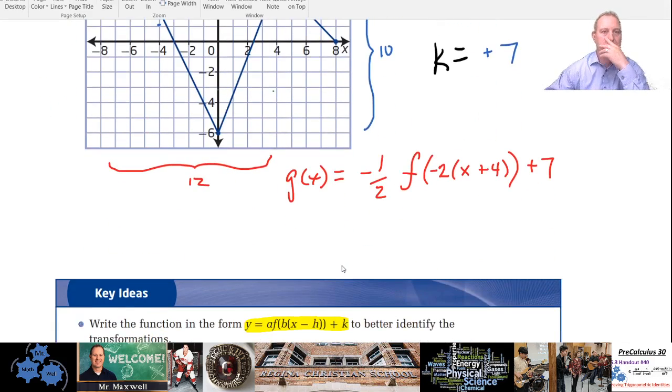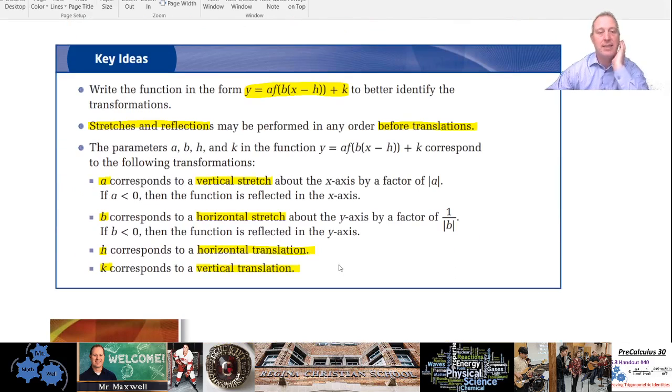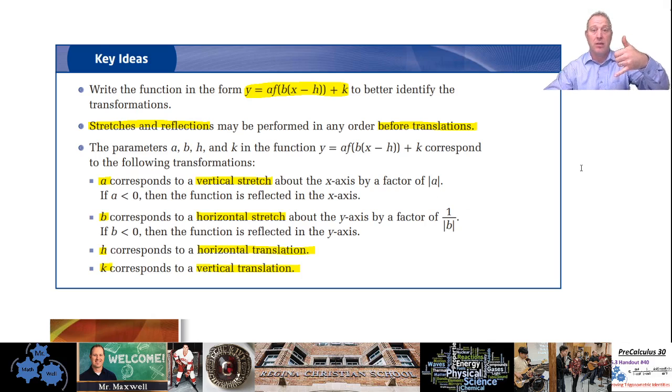All right, moving on here, the key ideas for 1.3, again, very, very important. A is a vertical stretch. If A is negative, then it flips vertically. B is a horizontal stretch, and by a factor of 1 over B. Don't let these absolute values fool you. All that means is that if it's negative, the negative is more a part of the flip than it is the stretch. The negative isn't really part of the stretch.